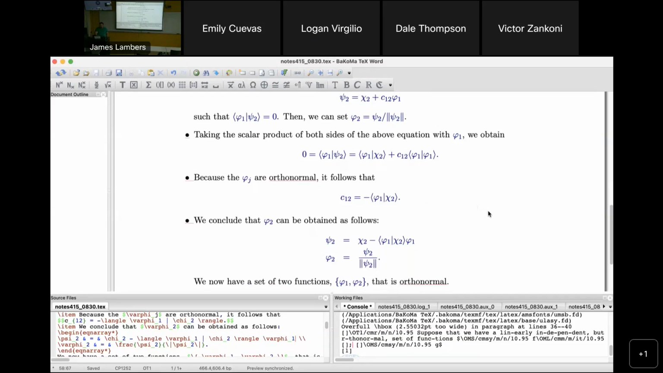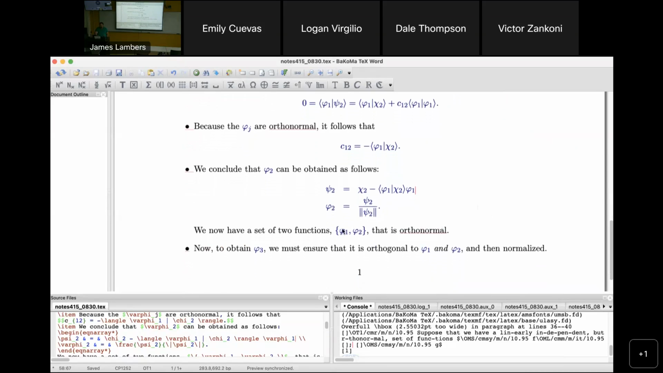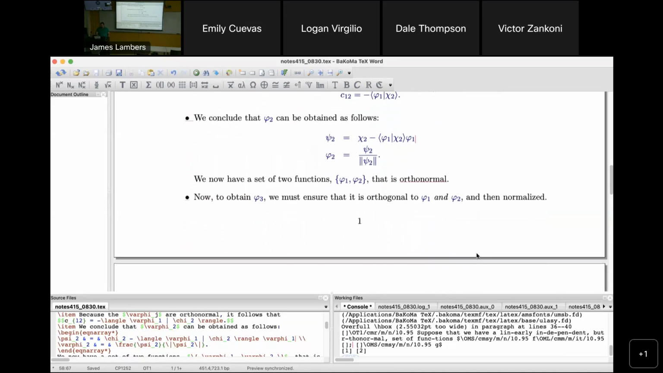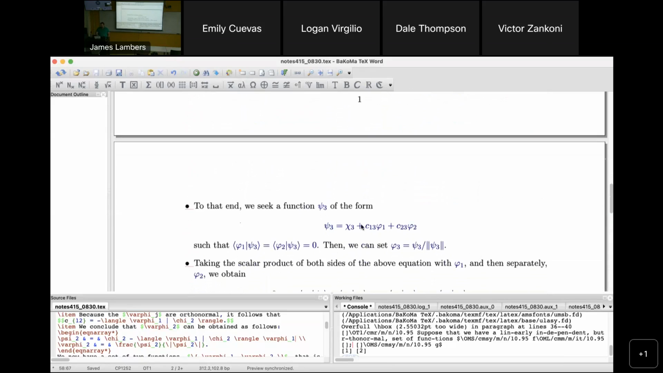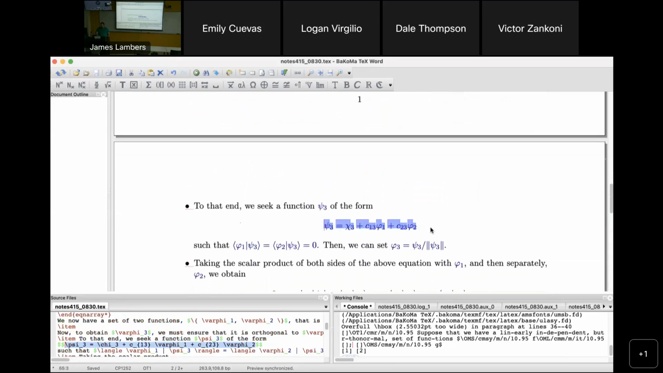Now, continue the process, get phi3. So phi3 has to be orthogonal to both phi1 and phi2, and we have to normalize it. We're going to go through a similar process. We're going to prescribe a form for phi3, and then take a scalar product of it with phi1 and phi2. So here's my form. I take chi3 as a start. Then I have a multiple of phi1 and a multiple of phi2. So notice I need an additional term. That's because I'm trying to make it orthogonal to two functions rather than one.